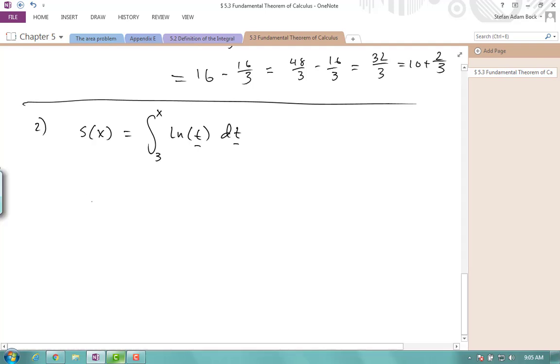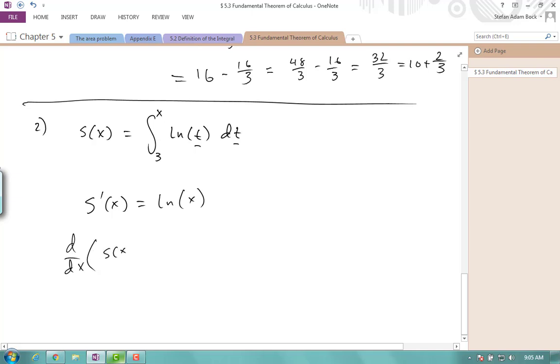So if I wanted to find s prime of x, for whatever reason, say, we don't necessarily know what this antiderivative is. I don't know what gives me a derivative of natural log, but I might still need to maximize this function for some reason. And so I'd need to take a derivative. Well then, s prime of x, according to the fundamental theorem, is going to be the natural log of x. And I just kind of ignore the 3. But there's a reason for that.